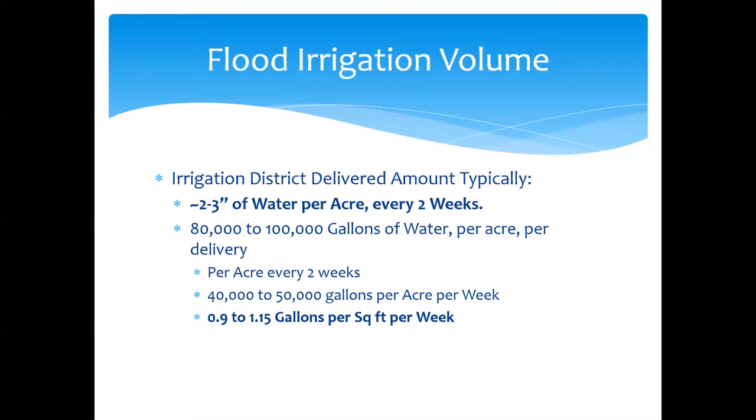So to put that into perspective, the typical delivery every 2 weeks could be up to 100,000 gallons of water per acre. The typical delivery of water is about 3 inches. So when people are talking about saving gallons of water in ag, that's really small potatoes. We're talking about hundreds of thousands, millions of gallons. How many gallons are in an acre-foot of water? An acre-foot of water has 326,000 gallons.